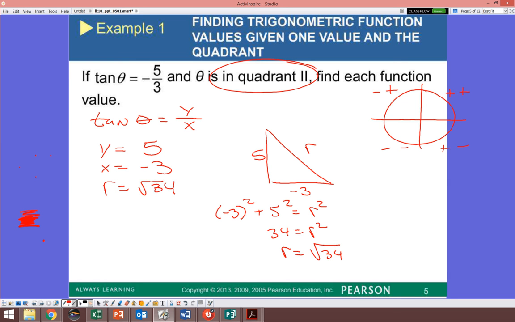Now, what is the question asking for? Part A, I kind of deleted it from my side. Part A says find the sine of theta. Does it say secant? It says secant. Oh, my bad.